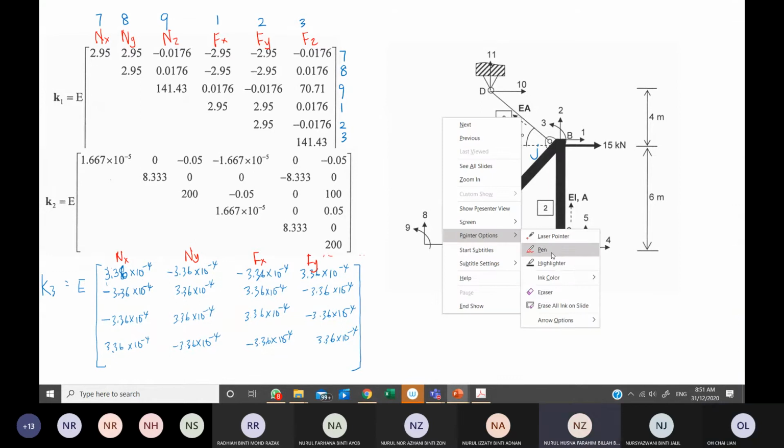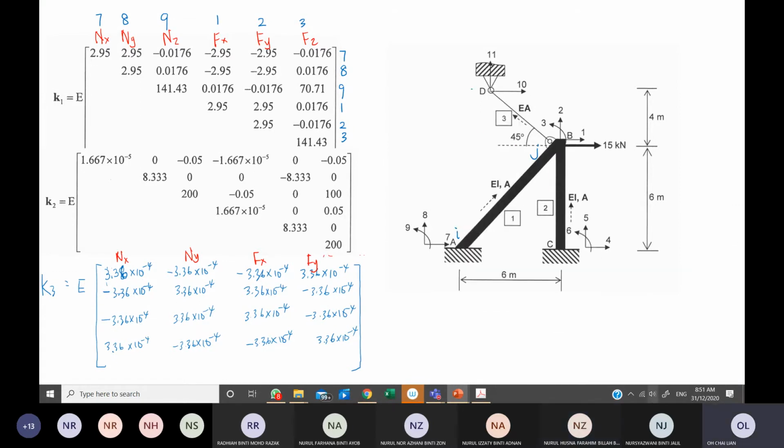4, 5, 6, 1, 2, 3. Wait, you're just too fast. Wait a minute. So where is the near end for element number 2? 4, 5, 6. It will be at C, right? And the far end is at B. Okay. You start with 4, 5, 6, and 6, 1, 2, 3. Thank you very much. So this will be 4, 5, 6, 1, 2, 3.